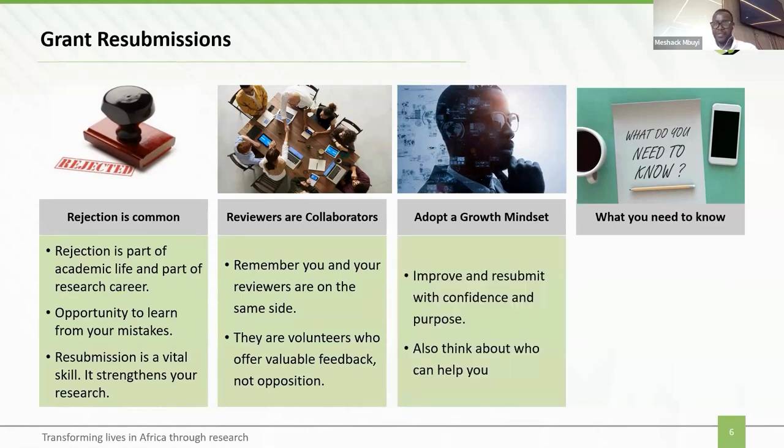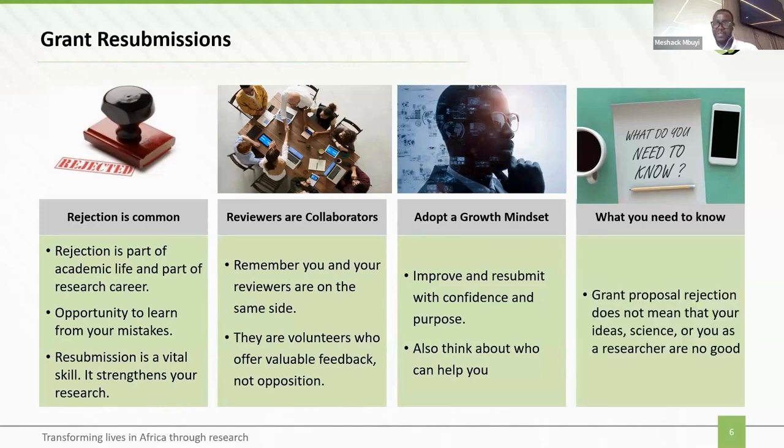It is really important to adopt a growth mindset, because with that, you can improve and resubmit your application with confidence and purpose. But also think about who else can help you. If you are the PI or a co-investigator, look at who else you can bring on board to help you with the review process, so that your application is definitely stronger than what you submitted at first.